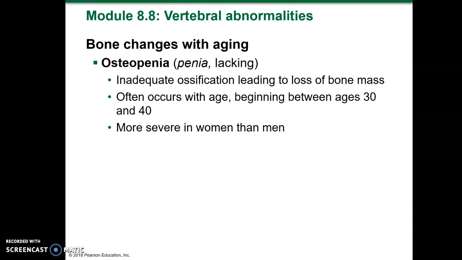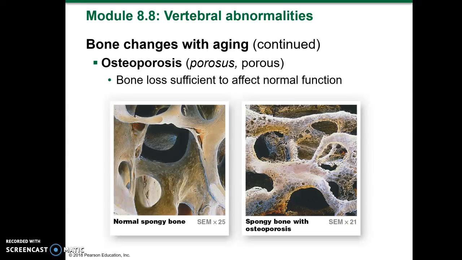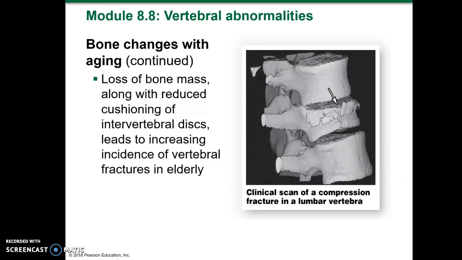Osteopenia. This is inadequate ossification that leads to loss of bone mass. Usually occurs with age beginning between age 30 and 40, and tends to be more severe in women than men. This can lead to full osteoporosis, where you have bone loss. Loss of bone mass occurs along with reduced cushioning of your intervertebral discs. This increases incidence of vertebral fractures.